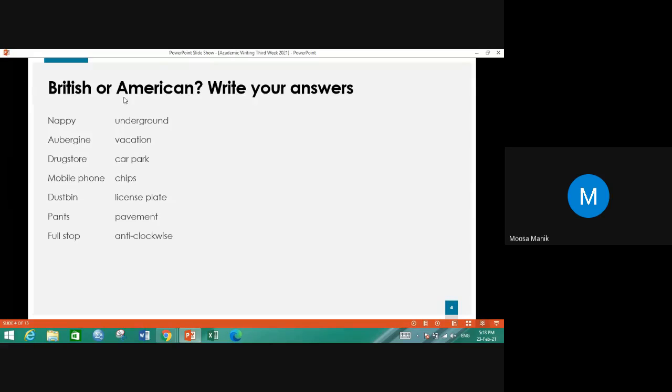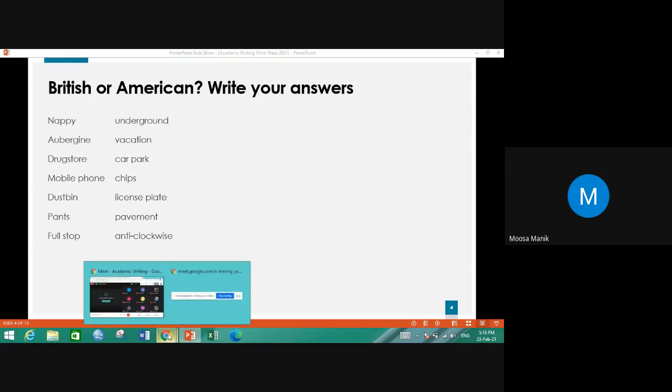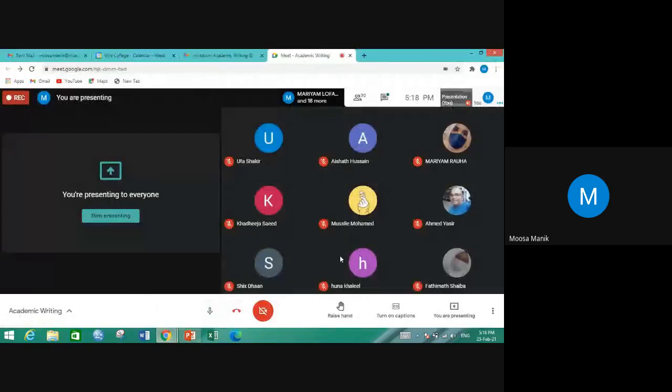So let us say British or American. Write your answers. Nappy. Just write whether it is British or American. Can you do it? Nappy is American? Okay. Somebody has written it's American. Any other answers? So Ulfa says it's British. Well, that means there's a discrepancy here. Some of us think that Nappy is British, while others think it's American.